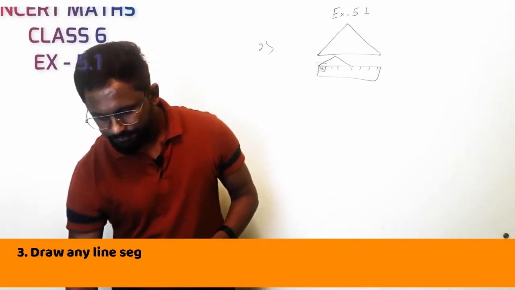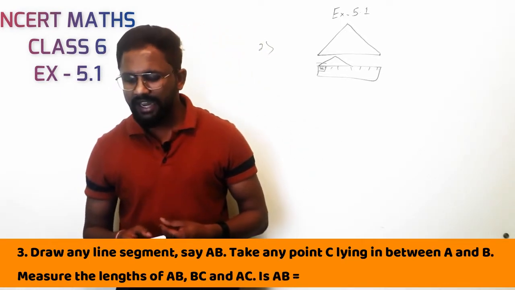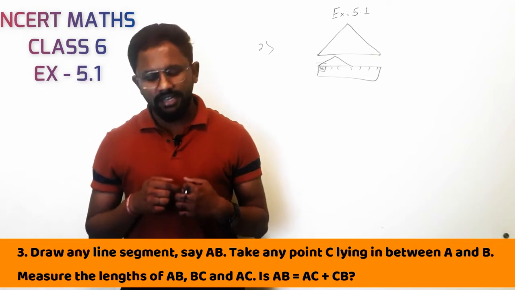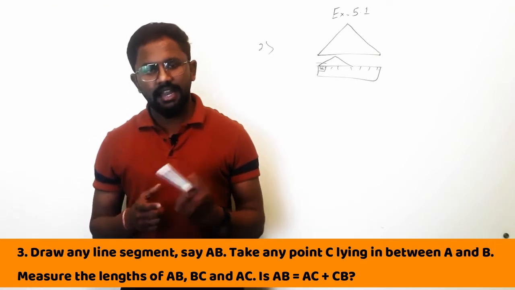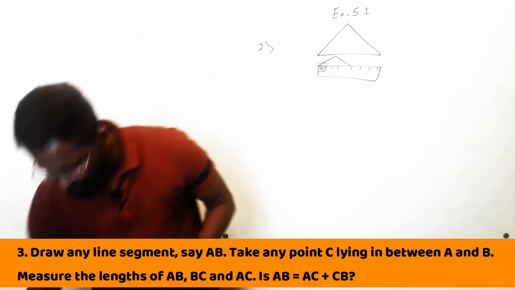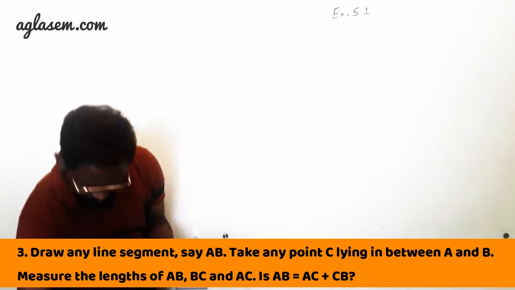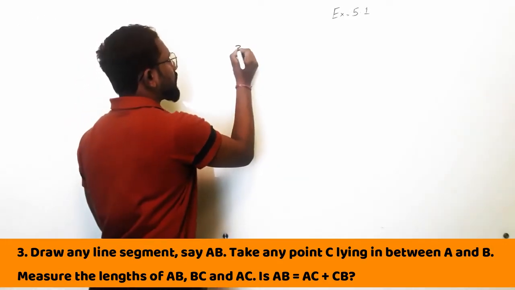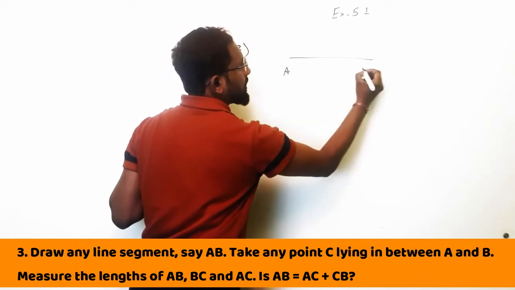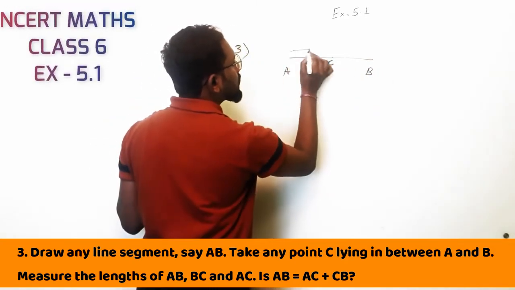Third question. Draw any line segment, say AB. Take any point C which is lying between A and B. Measure the length AB and BC and AC. Is AB equals to AC plus BC? Okay, let's have a look on this question. Third question. This is a line segment AB and C is any point over here, okay?